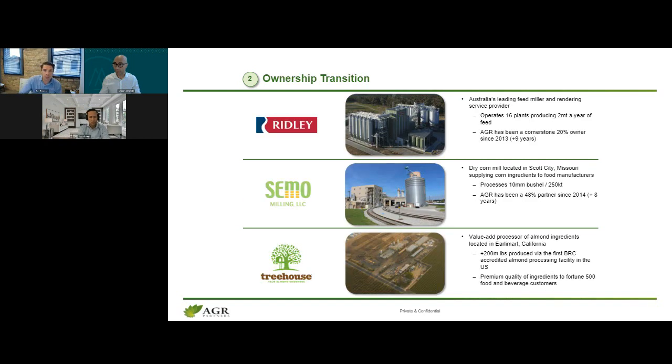Now, on the ownership transition, again, not uncommon in food and ag. SEMO Milling is one of our longer investments. We've held it for over 8 years now, still actively holding. It's a dry corn mill in Missouri. And it was a situation where it wasn't the right time for the majority owner to sell the business outright to a strategic. He was getting strategic interest and just wasn't getting it at the valuation they were expecting. And so we came on as a minority partner, and helped the existing minority partner buy out the majority partner so he could maintain ownership.